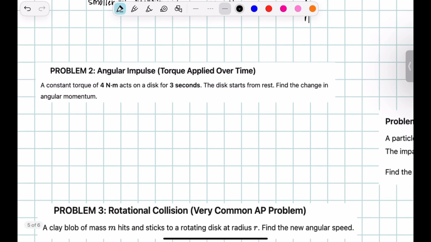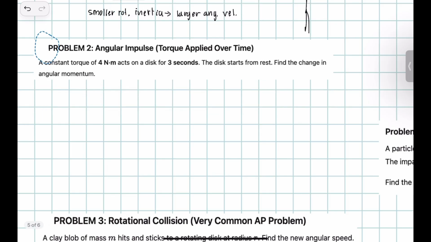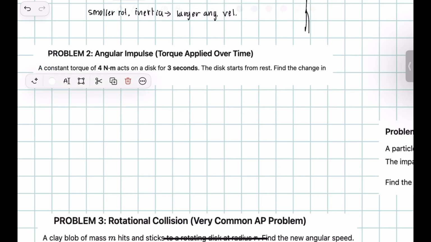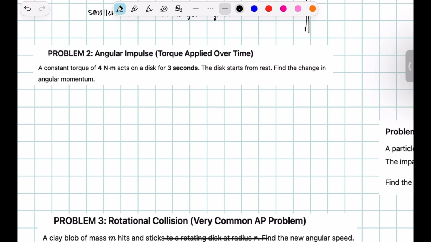Now let's move on to another problem. Let's say we have the angular impulse. A constant torque of 4 newton meters acts on a disk for 3 seconds. The disk starts at rest. Find the change in angular momentum. Feel free to try this problem yourself if you want.